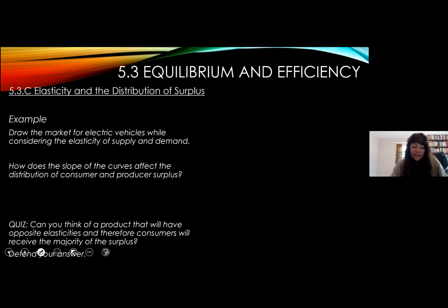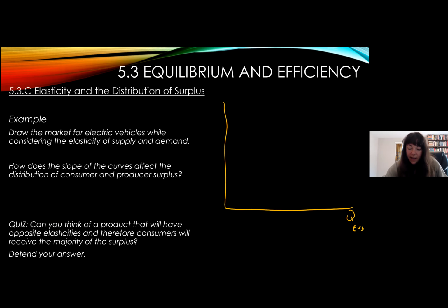Let's think about elasticity and what that means. So going back to our last module on elasticity, what does that mean for our current module on producer and consumer surplus? I think it's best shown with an example. So thinking about steepness and flatness of demand and supply curves. Draw the market for electric vehicles while considering the elasticity of demand and supply.